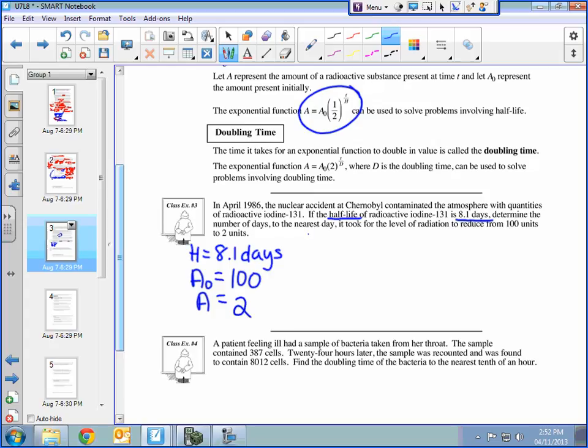My formula for half-life is A equals A naught times 1/2 to T over H. Do I know my time? Nope, that's what I'm looking for. There's one variable that I don't have that I'm looking for, so let's figure this out. I have my A is 2, so I have 2 is equal to 100 times 1/2 to T over 8.1. Everyone okay so far?